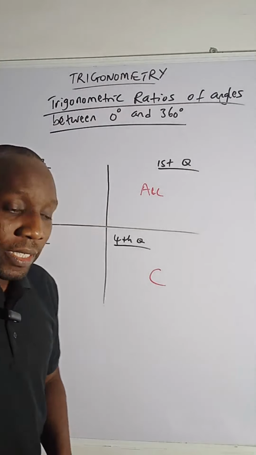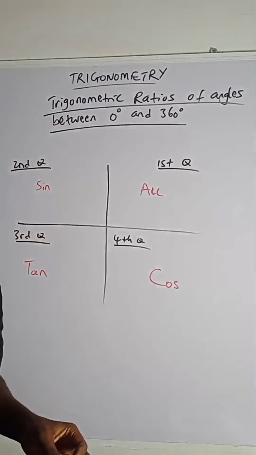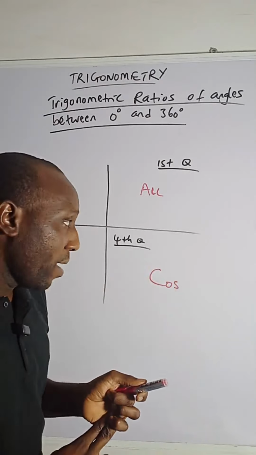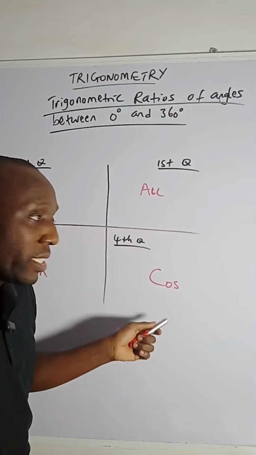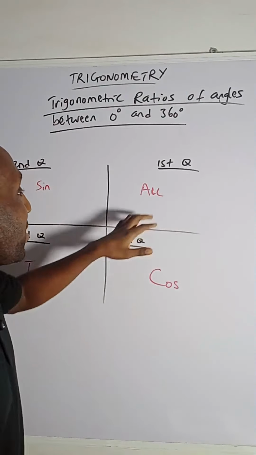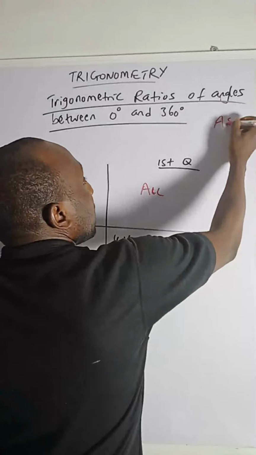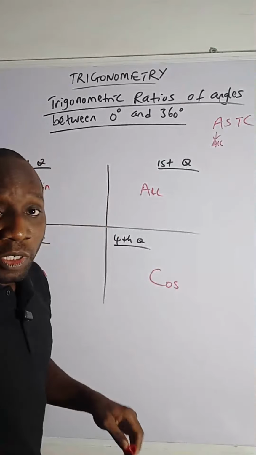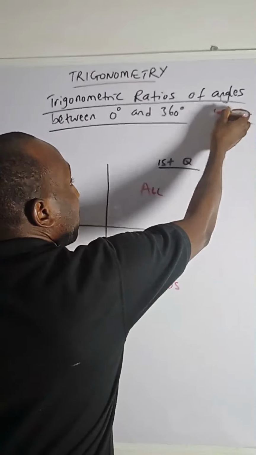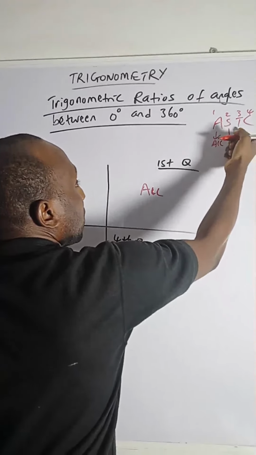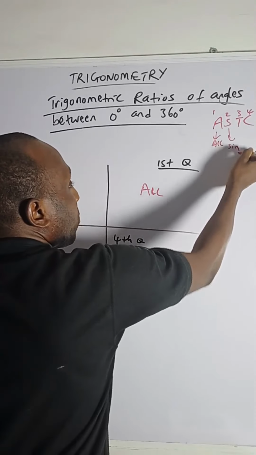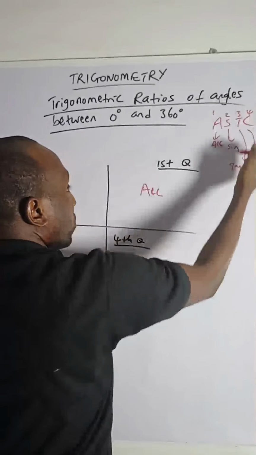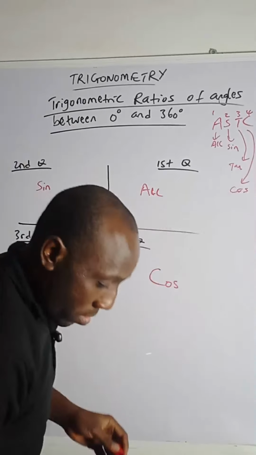What about the fourth quadrant? Cos is what? Positive, but sine is negative, and tan is also negative in the fourth quadrant. So yeah, either you say ASTC, like somebody said, the first one, all the trig ratios are positive. The second quadrant, this is the first, second, third, and fourth. For the second one, only sine is positive. For the third, only tan. And for the fourth quadrant, only what? Cos.